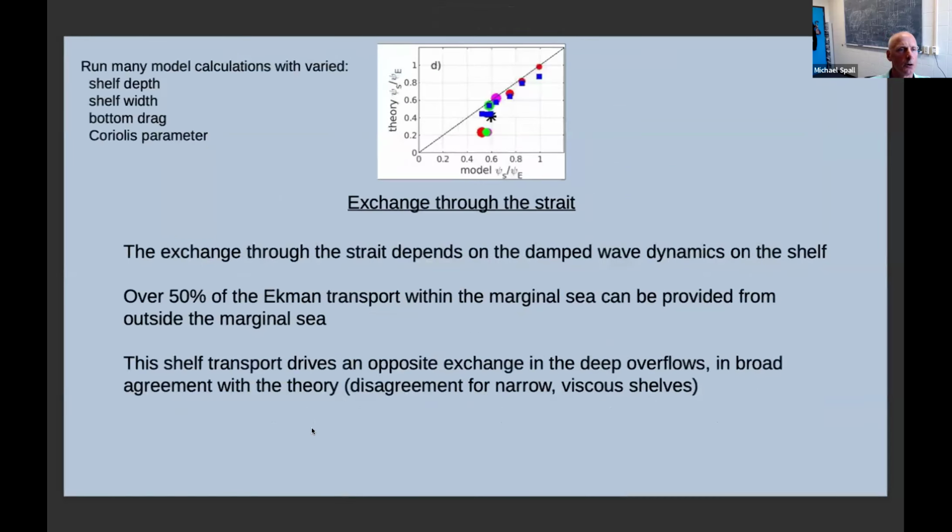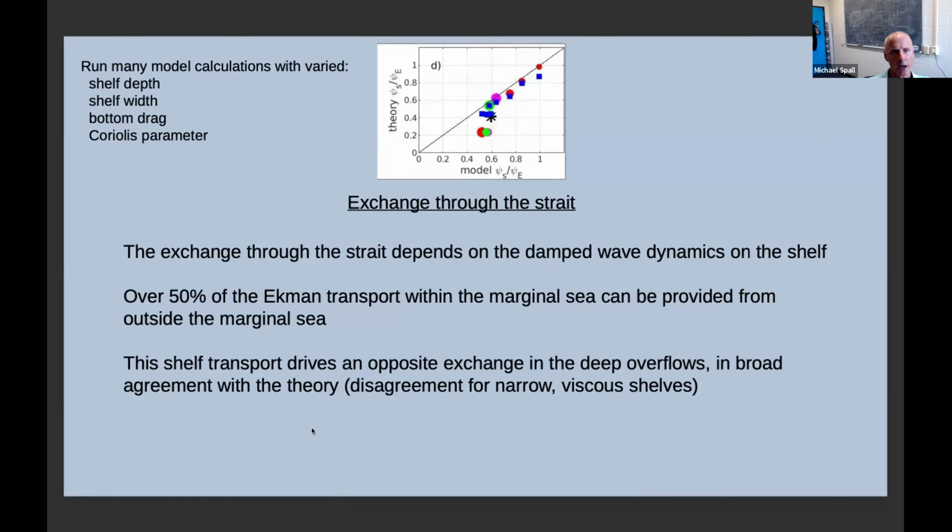Okay, there's lots of intermediate steps. I'm just going to jump right to the end. I can run the model varying all these parameters that my theory says should be important: the shelf depth, the shelf width, the bottom drag, the Coriolis parameter, and diagnose the magnitude of the flux through the strait. I'm scaling it now with the Ekman transport, and then plotting each calculation as a dot on this set of results.